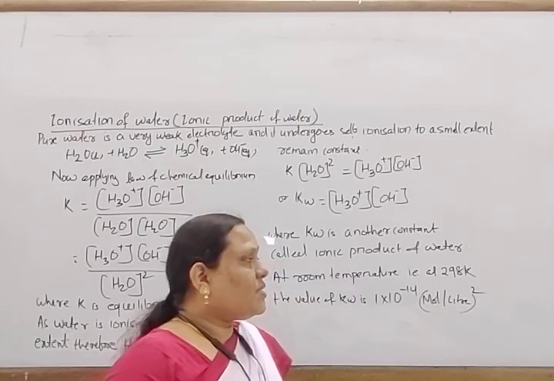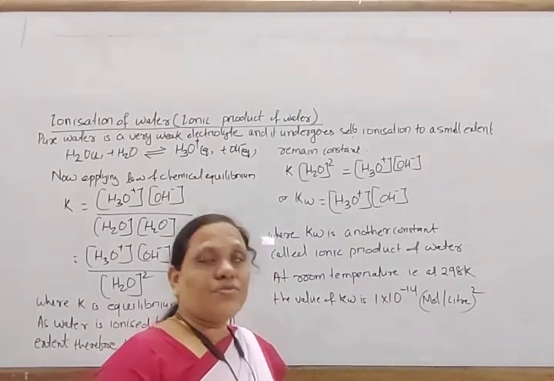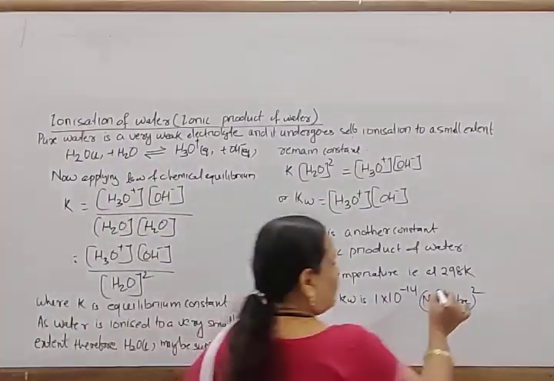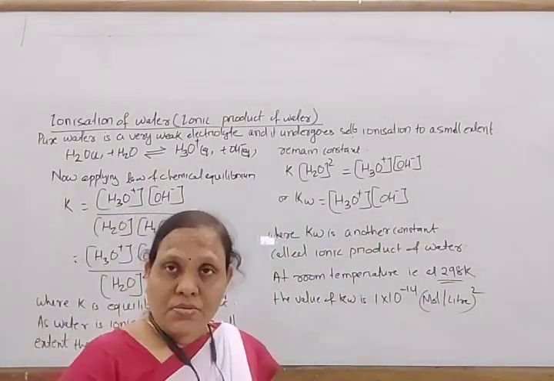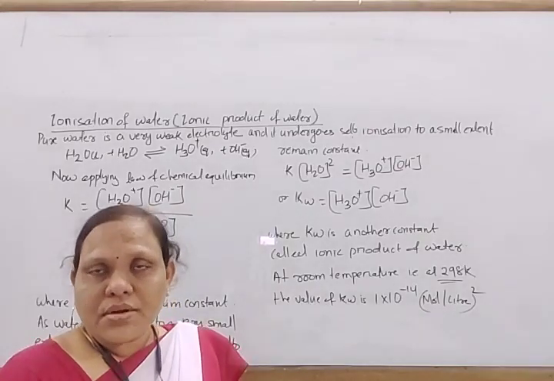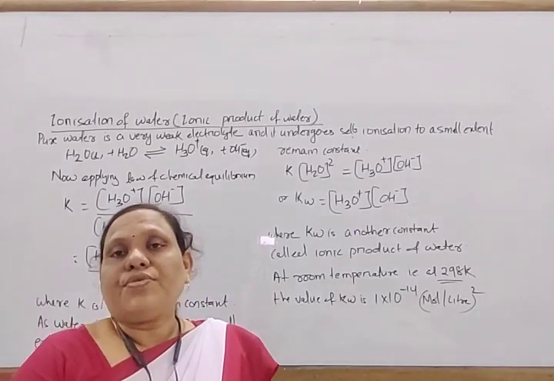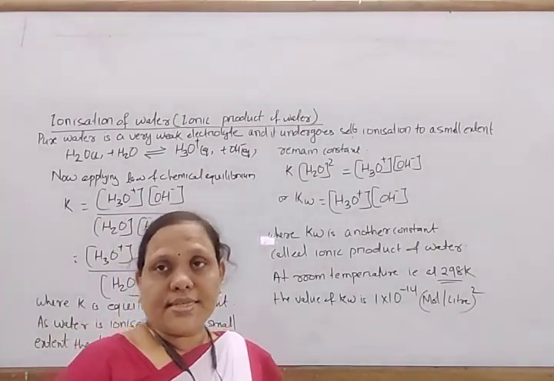At room temperature, 298 Kelvin, the value of Kw is 1 into 10 to the power minus 14. That temperature is generally taken as the standard temperature. Its value is 1 into 10 to the power minus 14. And what is the effect of temperature? With increase in temperature, the ionization of water increases. In this way, the Kw value increases.